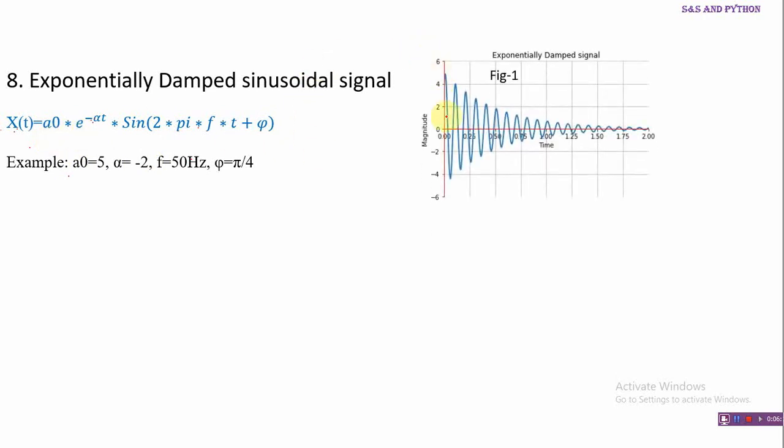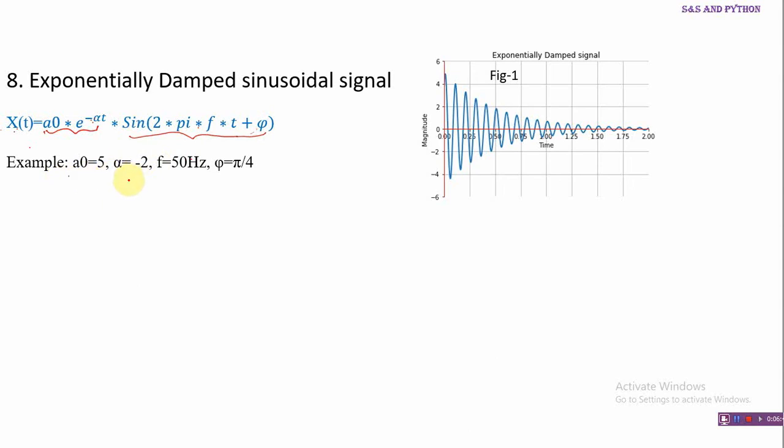It is sinusoidal, but the amplitude decreases exponentially. So it is a product of two signals. One is the exponential signal given by A naught e to the power of minus alpha t. The other one is a sinusoidal signal given by sine of 2 pi f t plus phi, where f is the frequency, and phi is the phase displacement from the zero crossing.